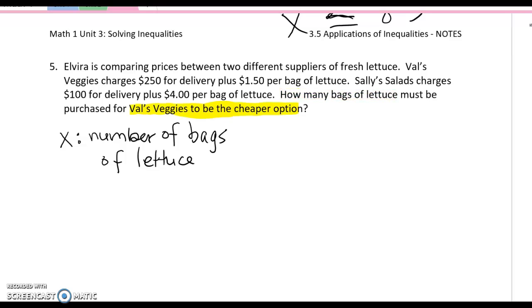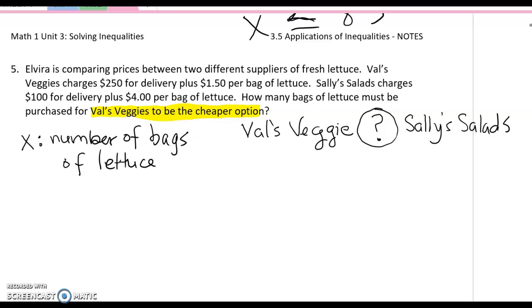Now we want to focus on how we're going to use an inequality here. So again, we're looking for Val's Veggies to be the cheaper option, as compared to Sally's Salads. So if we're comparing Val's Veggies to Sally's Salads, and we want Val's Veggies to be the cheaper option, what inequality symbol should we put in between these two? It should be the less than symbol.